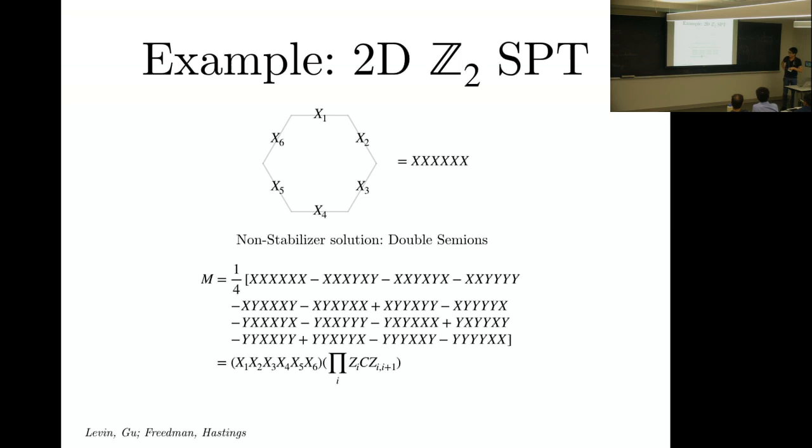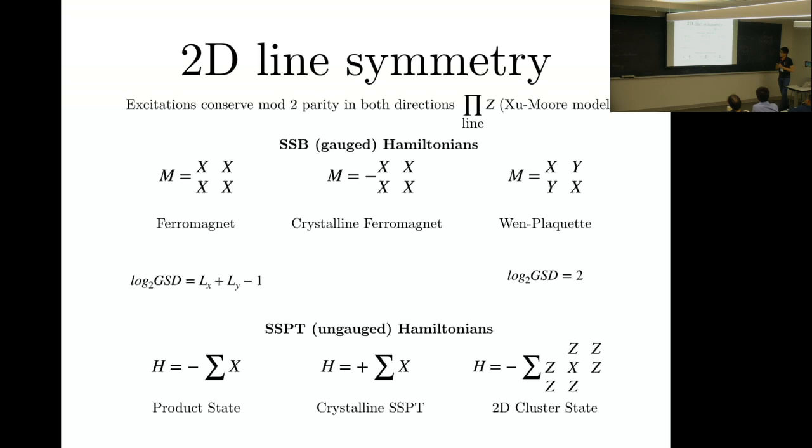So now for 2D, let's go to line symmetry, where I can only flip spins in either horizontal or vertical lines. So the usual product state corresponds to this ferromagnet, but I can also have a crystalline one where I just negate the sign, and I have a Z2 charge associated to every lattice site. The non-trivial one turns out to be this Wen-Plaquette model. And this Wen-Plaquette model is dual to a 2D cluster state on the square lattice. And in fact, these two are different phases because we know that on the dual side, the degeneracy on the torus for these two is different.